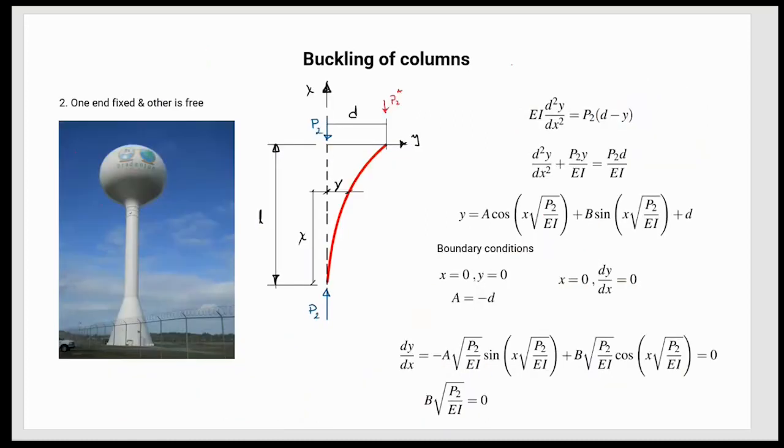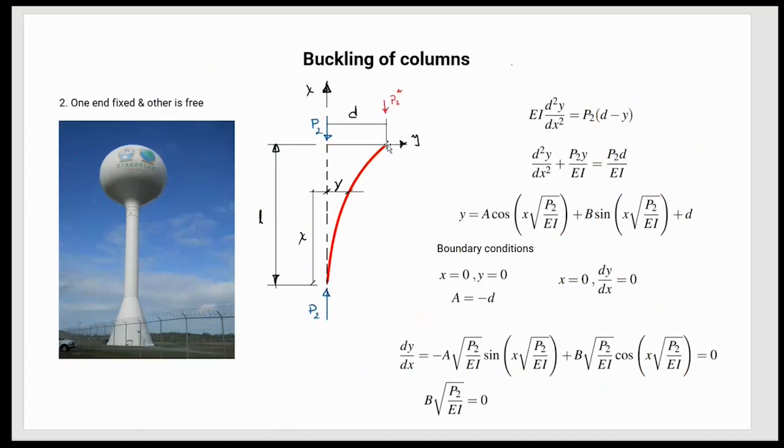Let's look at a second case. What happens when one end is fixed and the other end is free? One representation of a column that has one end fixed and the other one free is like this, maybe a water tank. This is free to move wherever it wants to move according to the forces applied to it, but at the bottom it is completely fixed. And we have seen this kind of structure, so this is a very possible scenario.